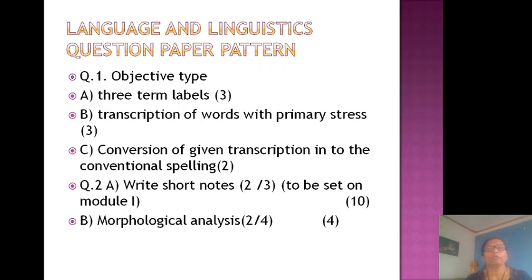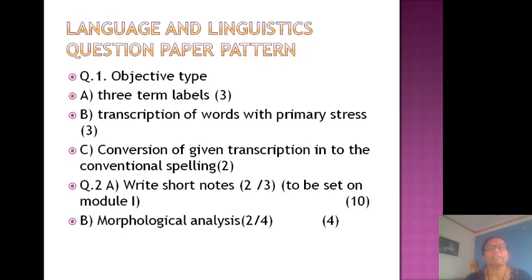Now we are going to focus on the university question paper pattern of this paper. The paper's title, as you know, is Language and Linguistics. So the first question is an objective type of question. Here 5 phonemes will be given, and you are supposed to write the phonemic transcription of three phonemes and 3 term labels.